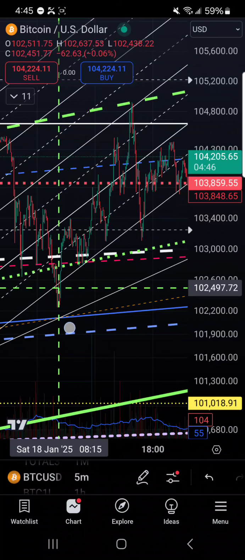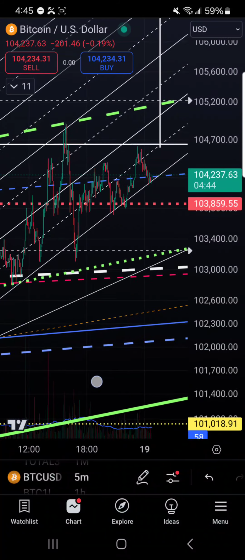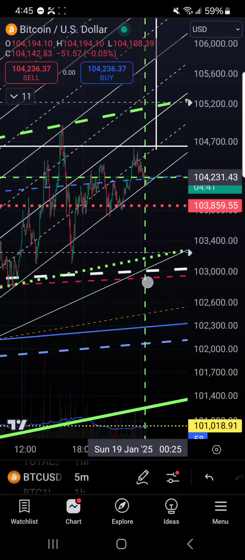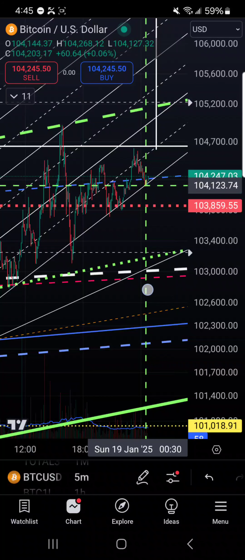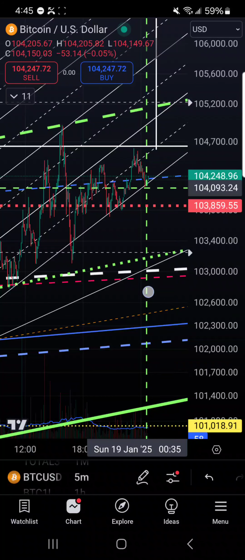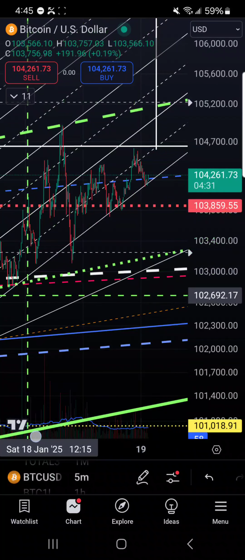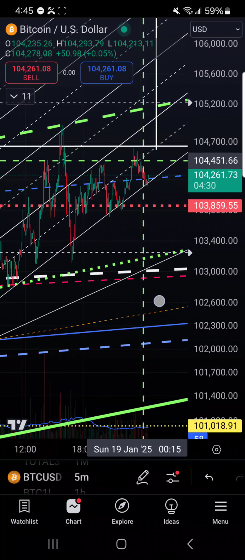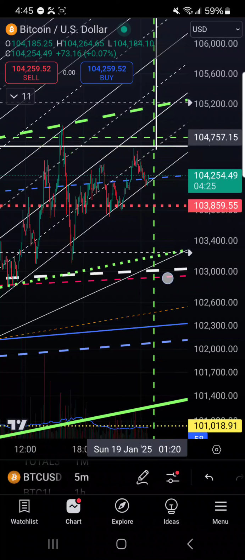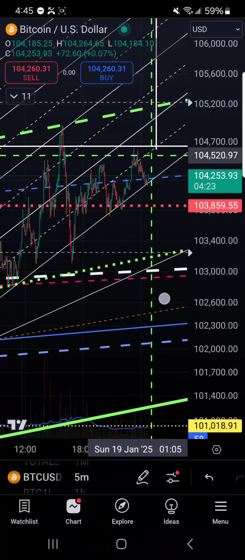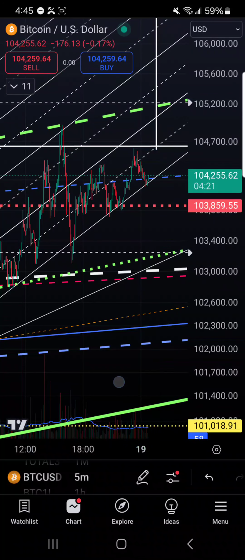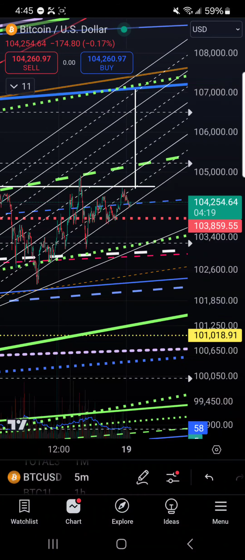Since 8 o'clock on Saturday, and it is now the new day on Sunday, so 16 hours we've been holding that as support. And which is why I'm thinking that we are about to bust through here. And that would give us a nice big 4-hour candle, possibly.